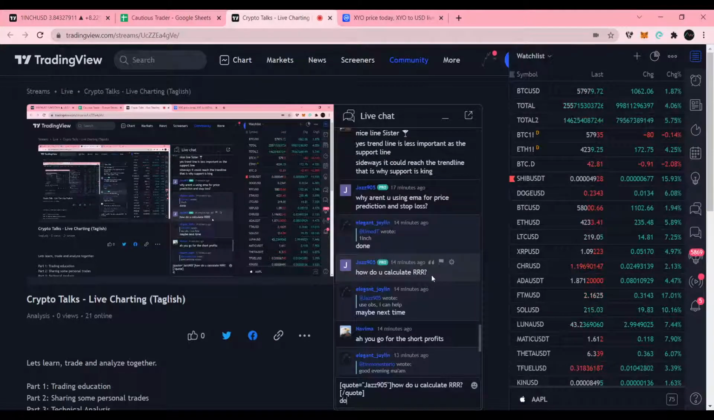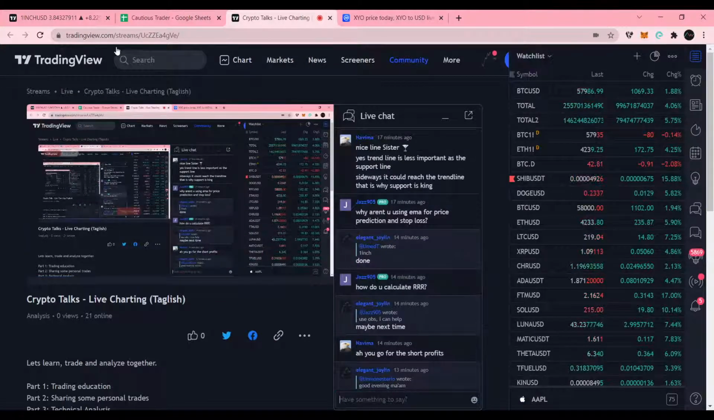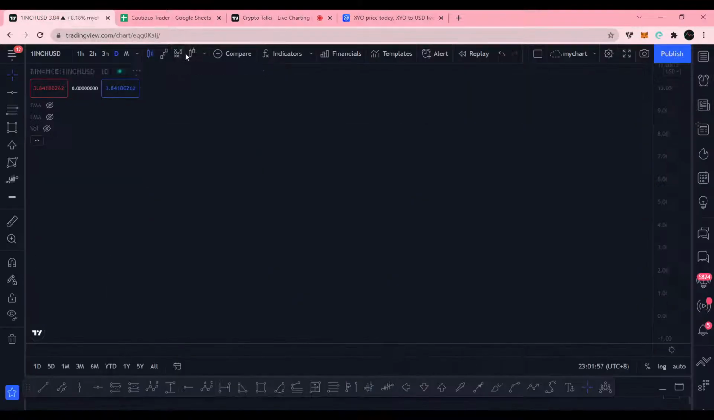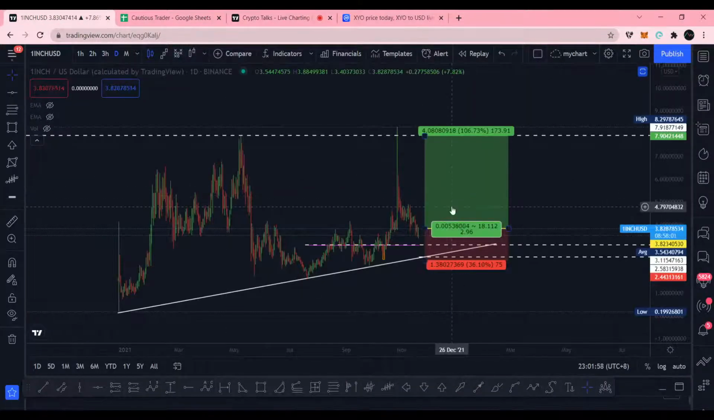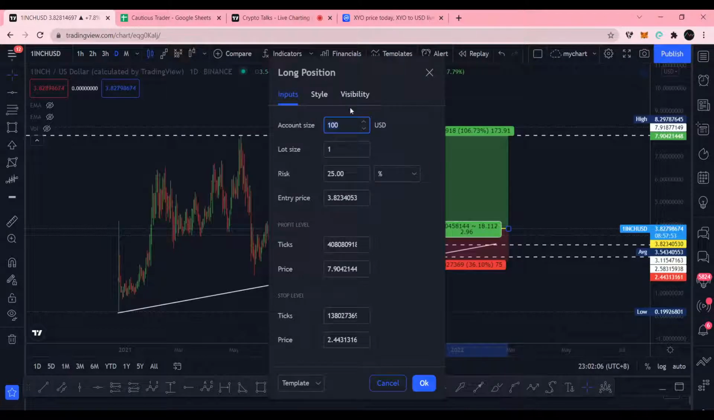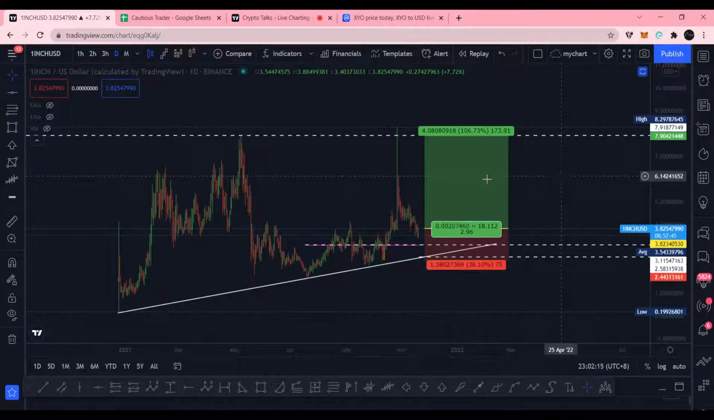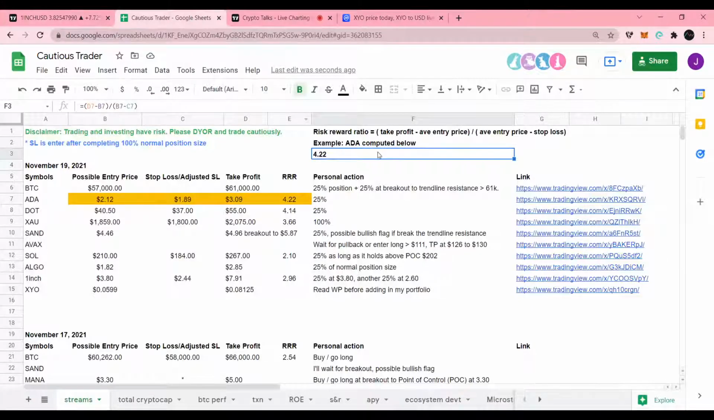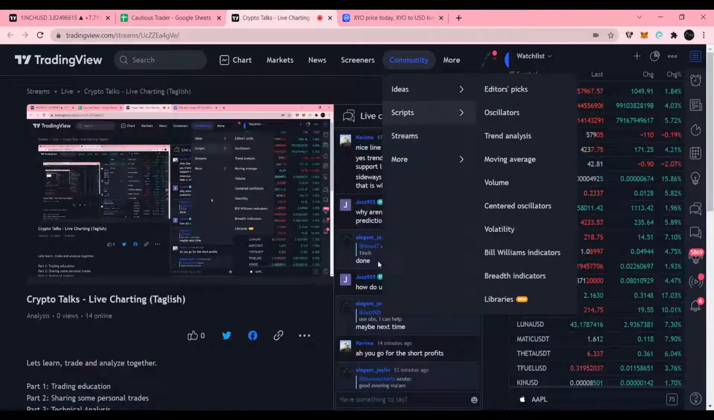Okay, done. Or you can just use this one, the TradingView short or long position. And then you can just edit it here if you want the actual entry price, take profit, and stop loss area. So done na siya.